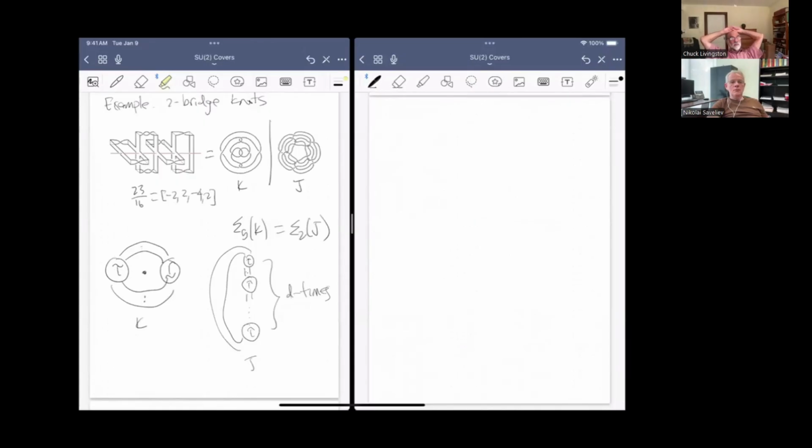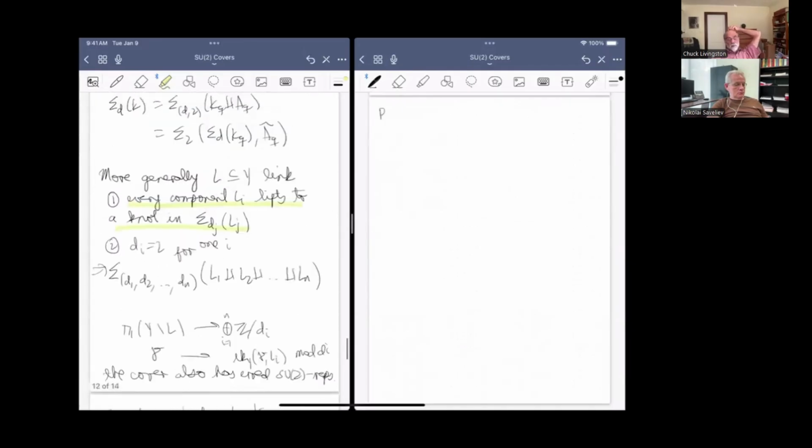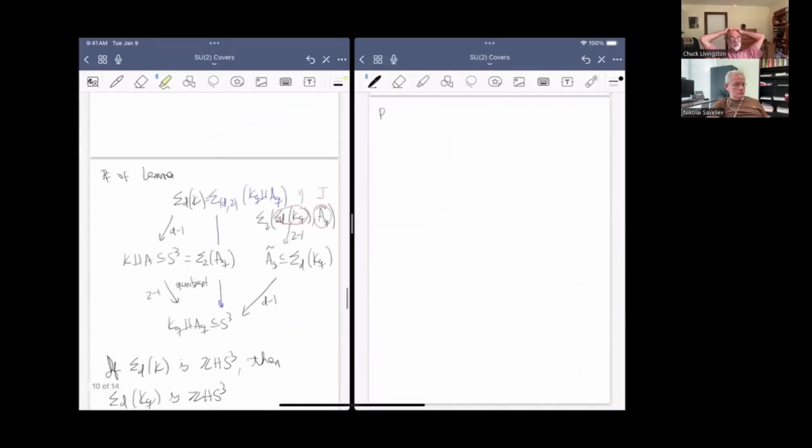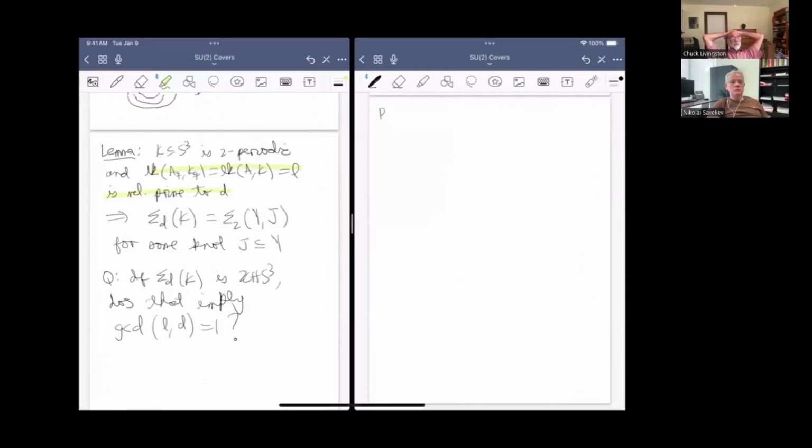Okay, and now, are there any questions, or does anybody have an answer for my question of whether I do actually need to include this condition in green if I assume that my branch cover is an integer homology sphere? Chuck, do you have an answer?